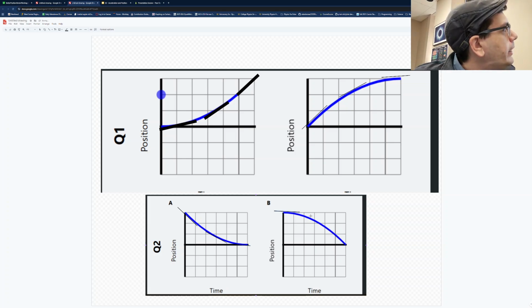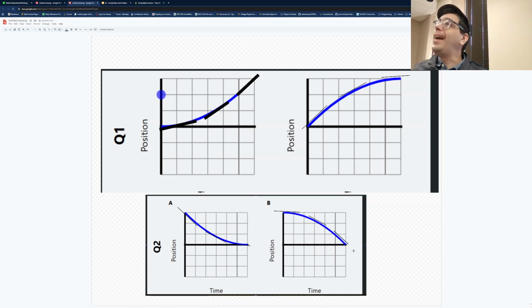Whereas the tangent lines on this one are getting gradually steeper. So the velocity is negative, but it's getting faster in the negative direction because it's getting steeper and steeper. How are we feeling about that?